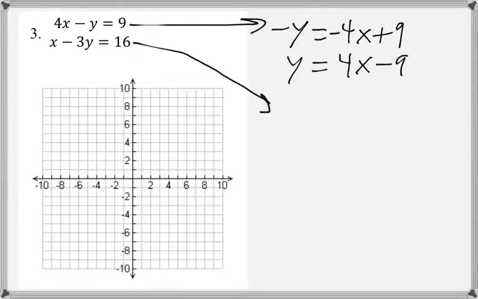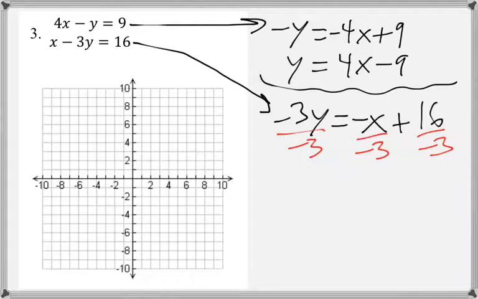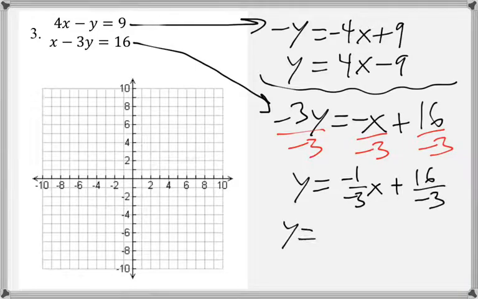The second equation, that's going to be negative 3y is equal to negative x plus 16. And then if I divide everything by that negative 3, then y is going to be equal to, well, it's going to be a negative 1 over negative 3x plus 16 over negative 3. And then if I reduce those negatives, it's positive 1/3 x minus 16 over 3.